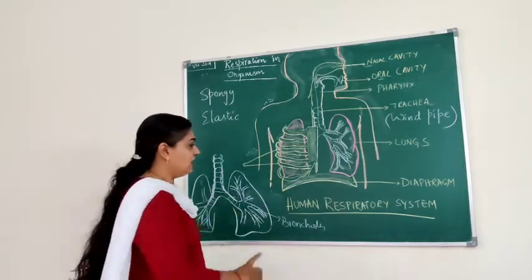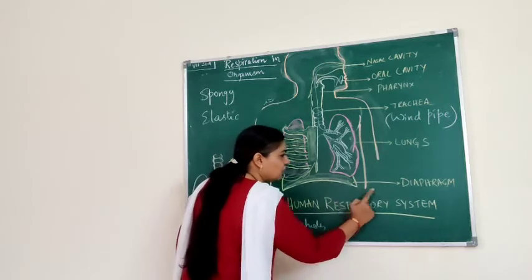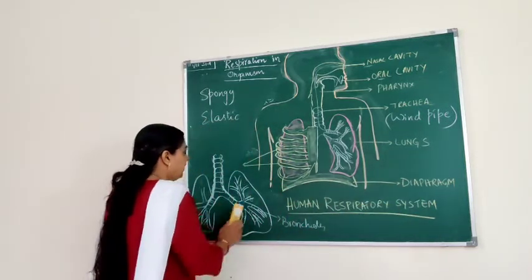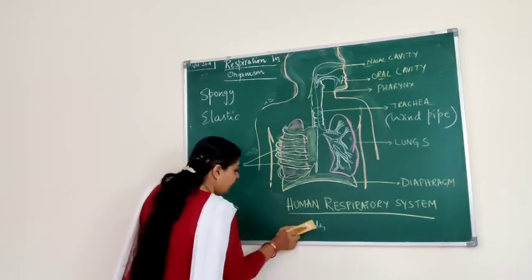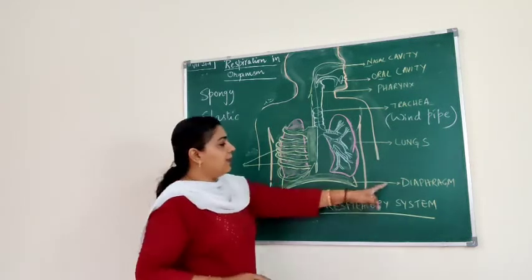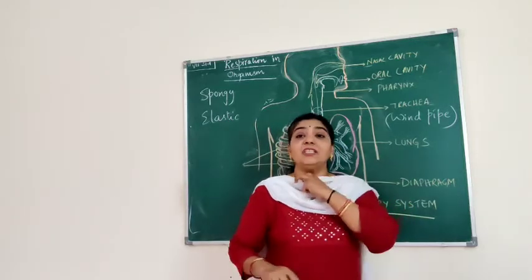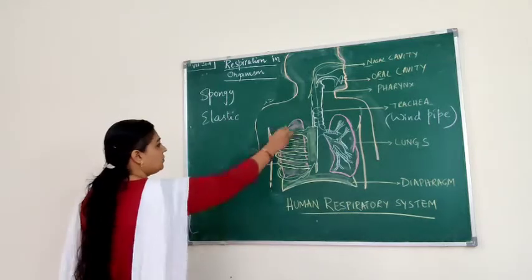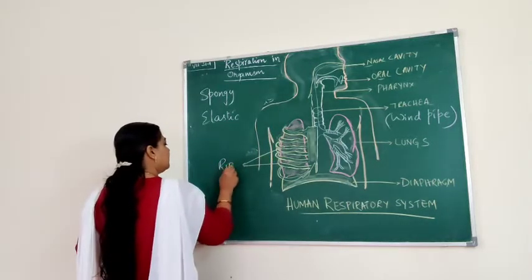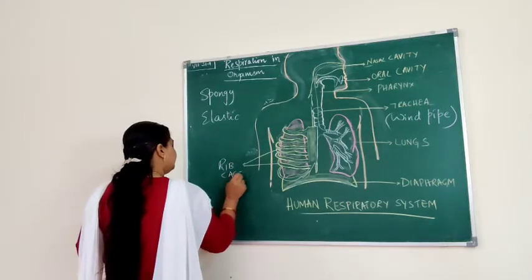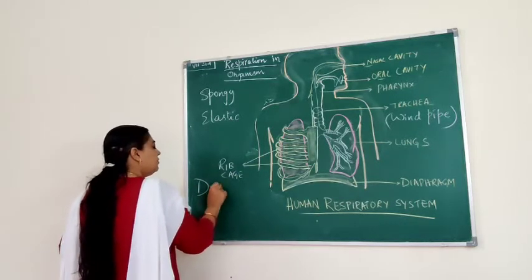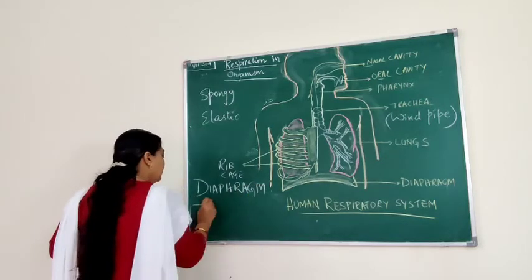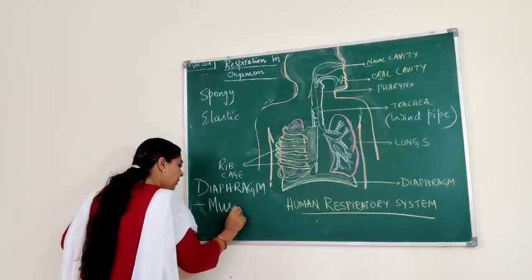So that's about lungs. Then we have this structure here. This structure is called what? Diaphragm. Have you heard of diaphragm? Check the spelling there. D-I-A-P-H-R-A-G-M. That's how you have to pronounce it. And this one, I told you, is the rib cage. So what is diaphragm? Diaphragm is a muscular membrane.